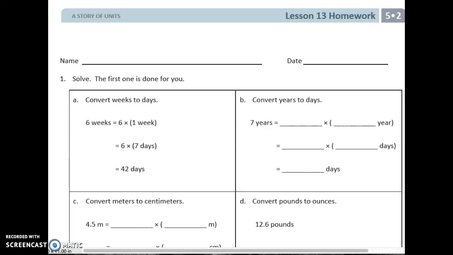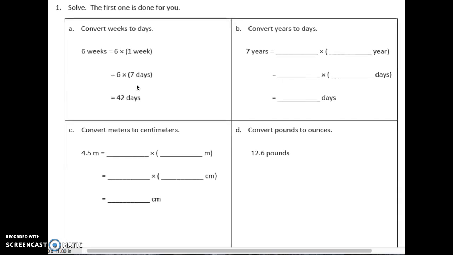Here's lesson 13 for Module 2 for 5th grade. What we're taking a look at is conversion of measurement units. And so we're going to start just by taking a look at the example that they've given us. The way that they do this is by taking a look at weeks to days.